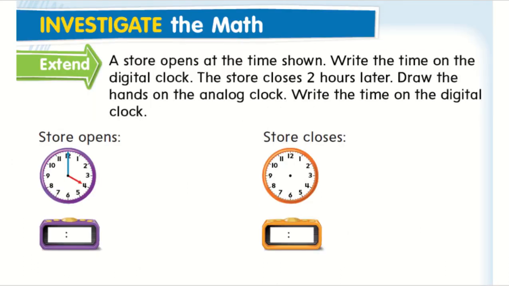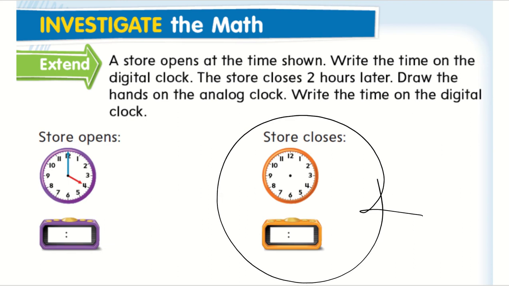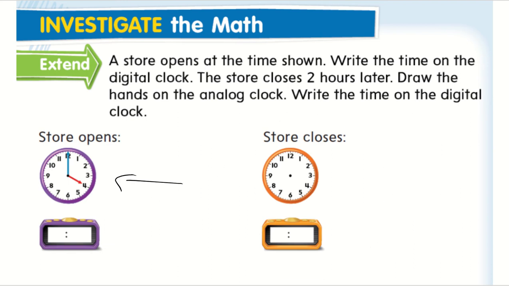Now for this one here, boys and girls, it's going to be a little trickier, okay? It says the store opens at the time shown. Write the time on the digital clock. The store closes 2 hours later. Draw the hands on the analog clock and write the time in the digital clock. So we actually have to do both on this side. But let's take a look at this when the store opens first over here.